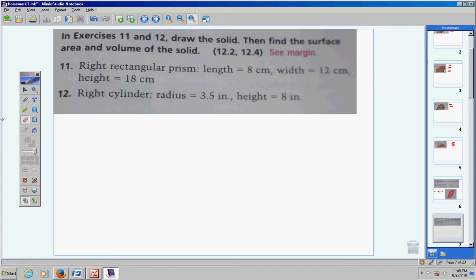Now we have a right cylinder, okay? A right cylinder. And so the right cylinder, drawn crudely, would just look something like this, okay? It's not going to be perfect, but it's good enough. Okay, there's a cylinder. Now, we're going to do 2 things. We're going to find the surface area, and we're going to find the volume.